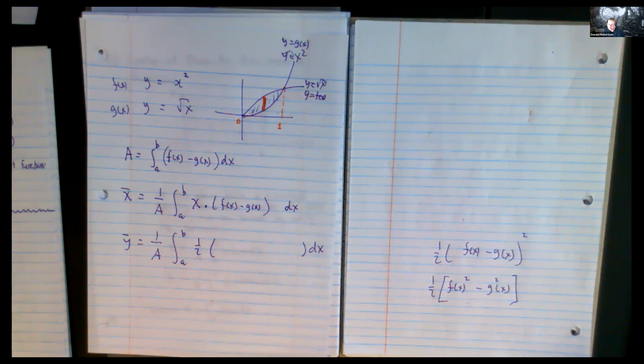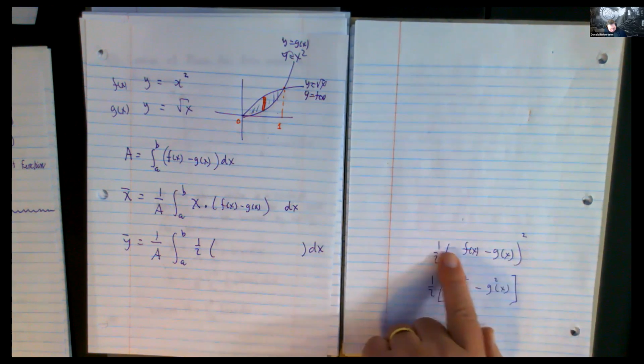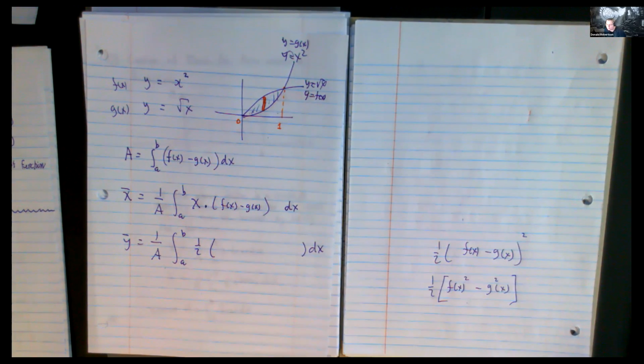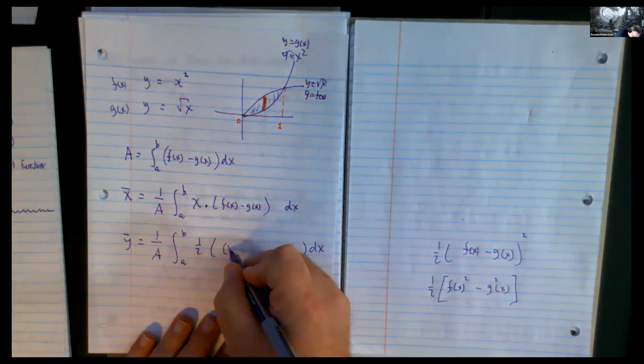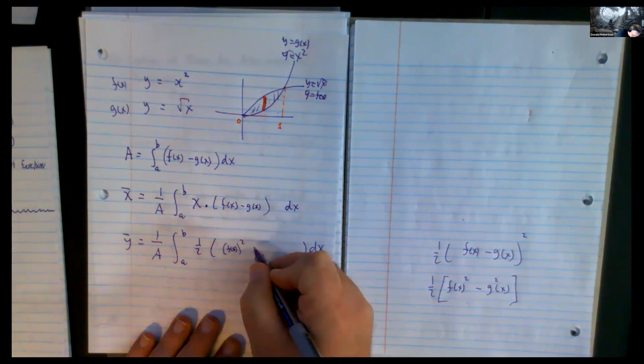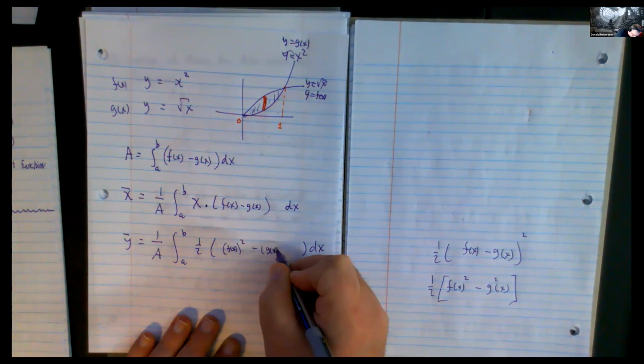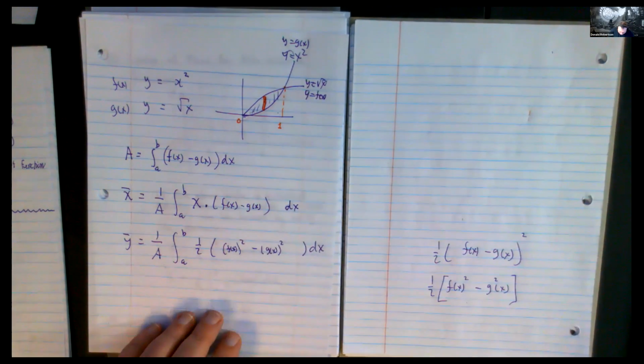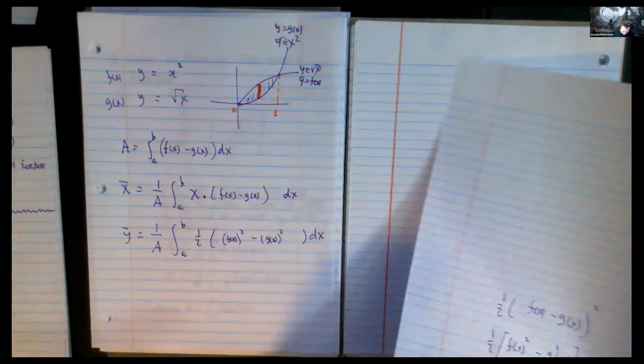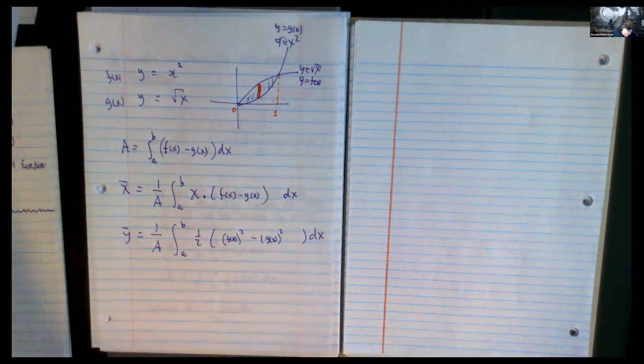But unfortunately, it's not that uncommon that people pick the wrong one. And I kind of know why. They want to pick this one because everybody else seems to be this one, when in fact it's that one. So it's 1/2 of f of x squared take away g of x squared. Now I'm going to try and convince you why this one actually makes sense.